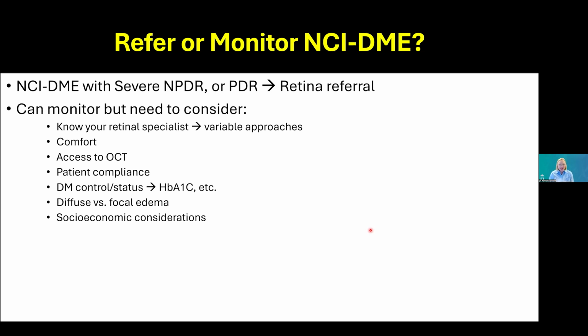Do I think they're actually going to come back every 3 to 6 months as I want them to? Do they live close enough where they can easily come back in that time interval? Or do I need to set them up with an ophthalmology or optometry closer to where they live, since they're going to be now on a more regular follow-up timeline? And then is the edema diffuse versus focal?